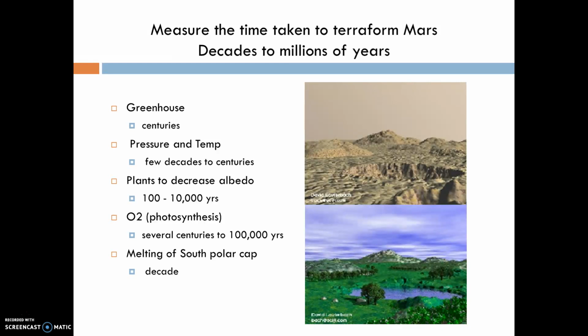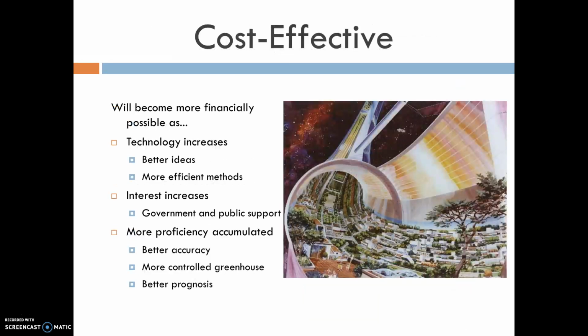We can at least see the water flow onto the planet. And that would take a decade just to melt it all. But the most cost-effective methods will become financially possible as our technology increases. Better ideas that our brains can come up with, at least our scientists can. And as technology increases, more efficient methods can come to light as well.